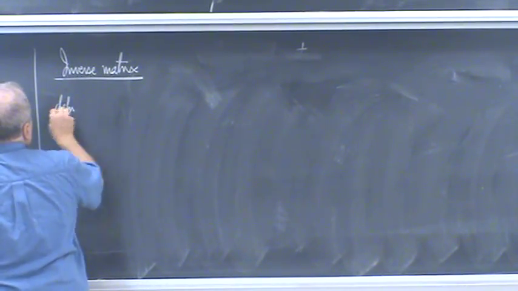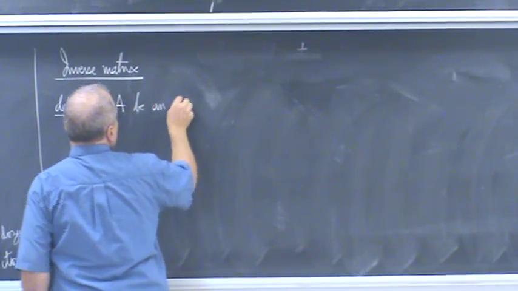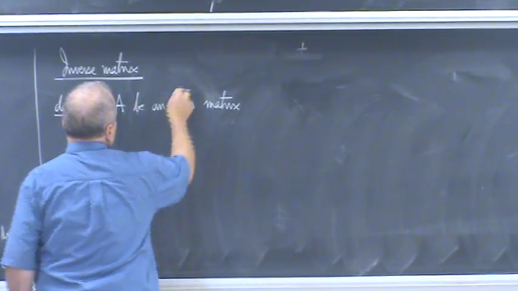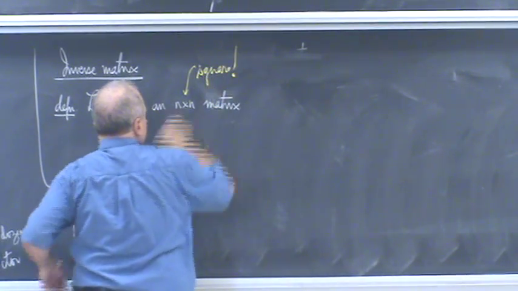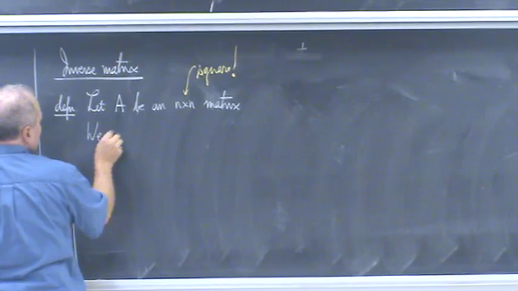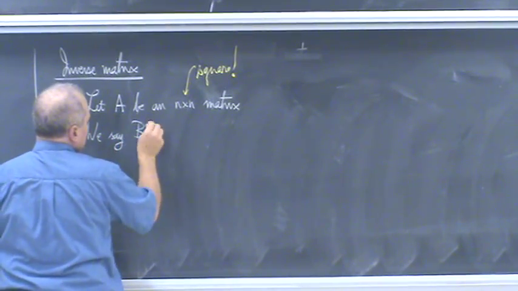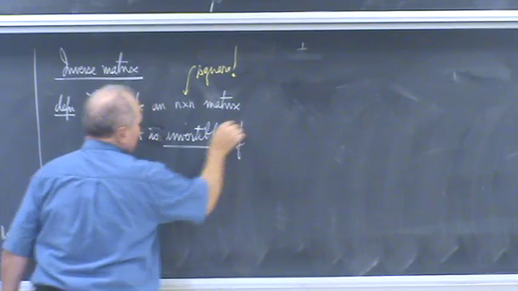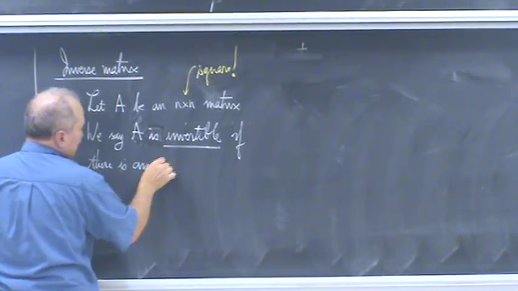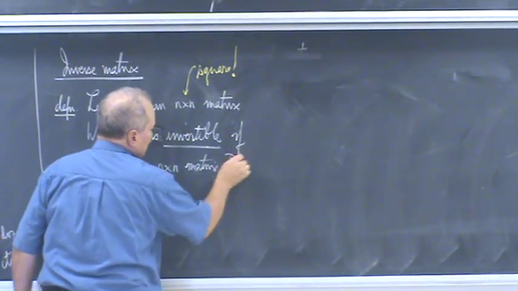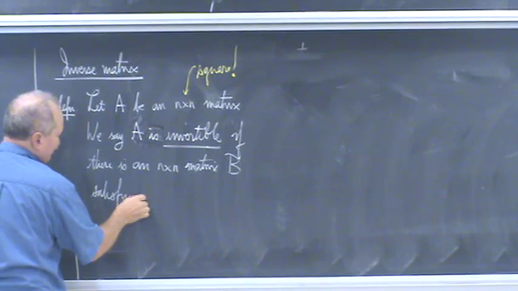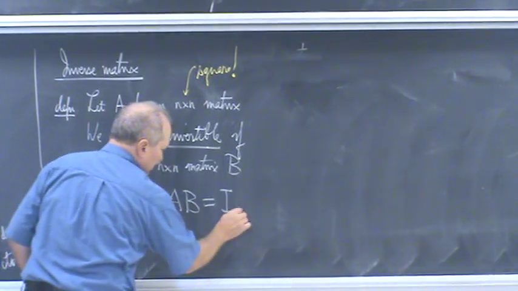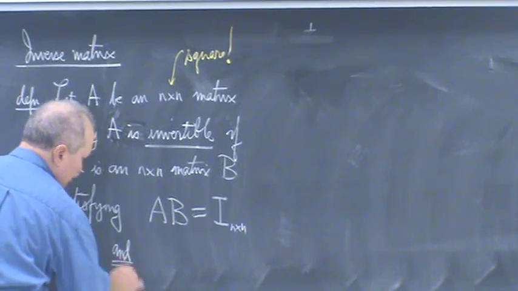So, definition: let A be an n by n matrix. Notice it is starting out n by n, square. We say A is invertible if there is an n by n matrix B satisfying A times B is the identity, n by n, and the other order too.